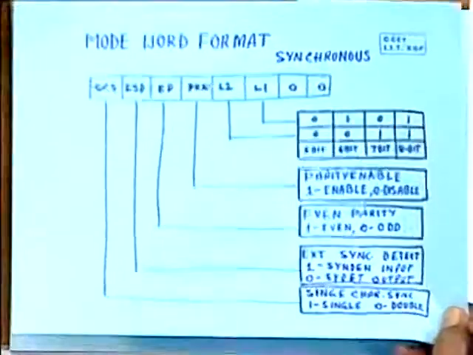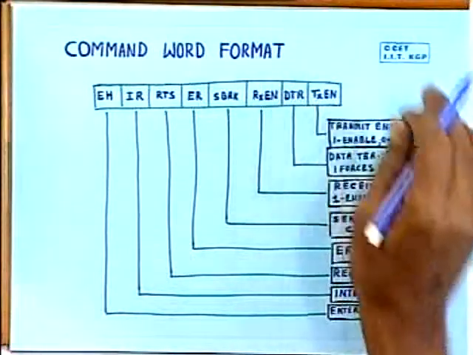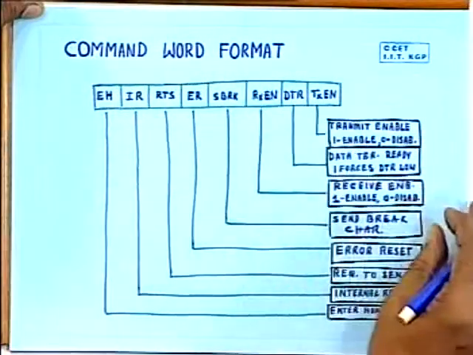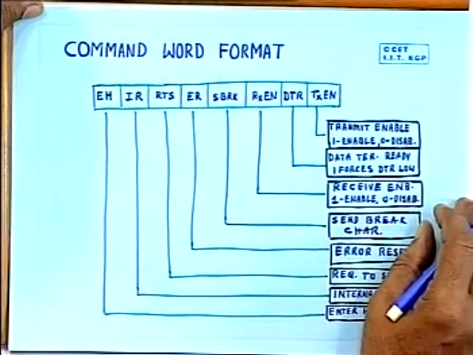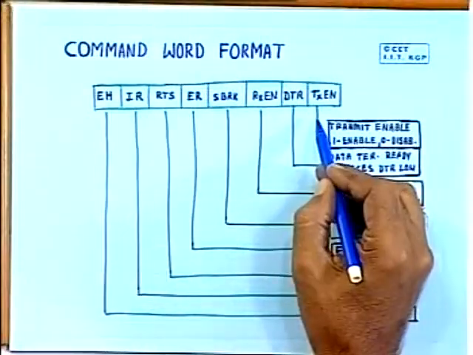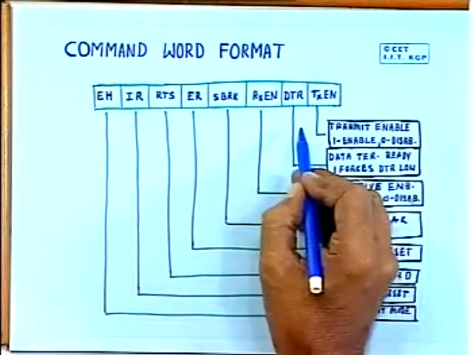Now, after the mode word is programmed, there is a command word. Actually, the command word is used for handshaking purposes, RTS, CTS, and various signals are there. For example, the command word format is shown here.